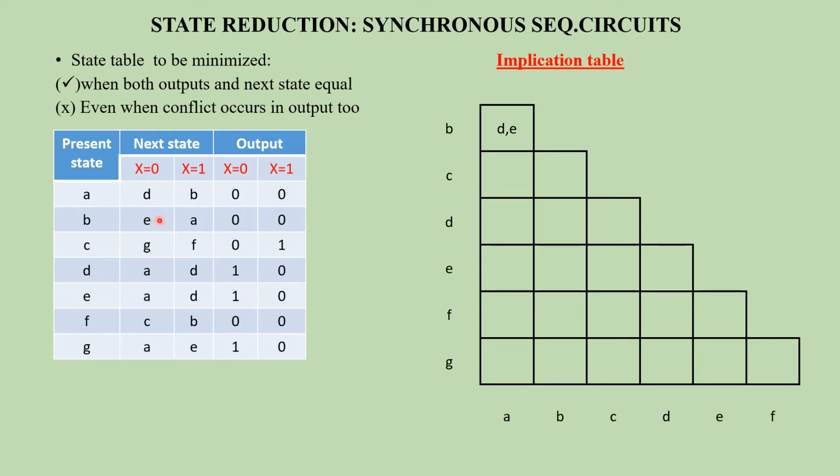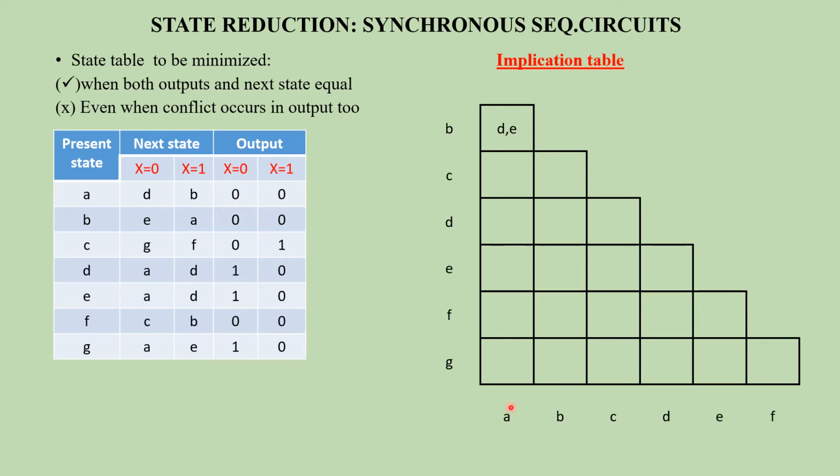Here we have D and E. So mark those two states in the table, right? So B and A might be the same, so we are not going to take that into account. So simply leave it with D and E.